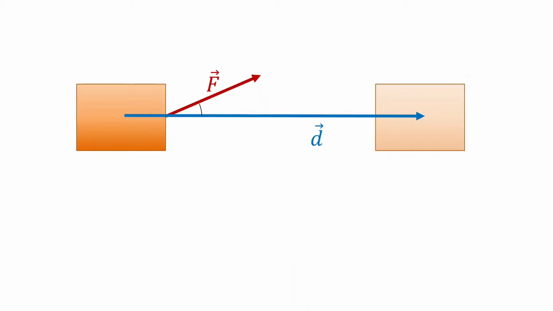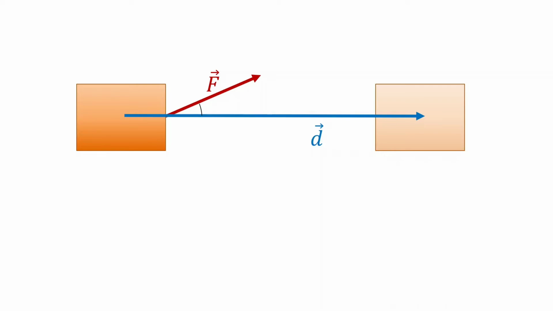Imagine a box that moves from the left side of the screen to the right side of the screen. So the displacement is indicated by the blue arrow. While the object is moving, the force F is acting on the object. Note that the force is not parallel to the displacement, but it has an angle with respect to it.